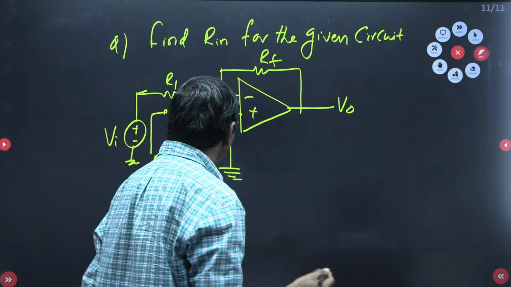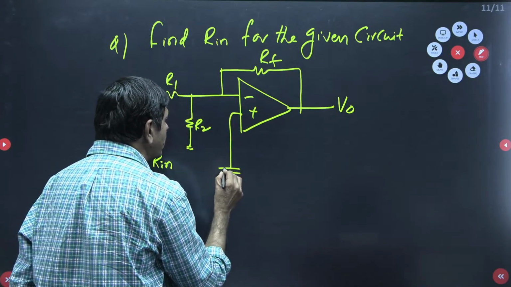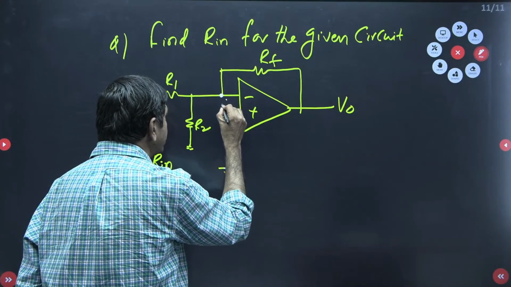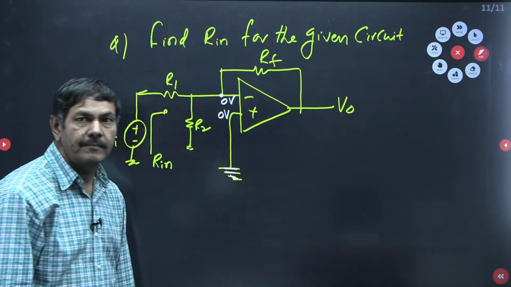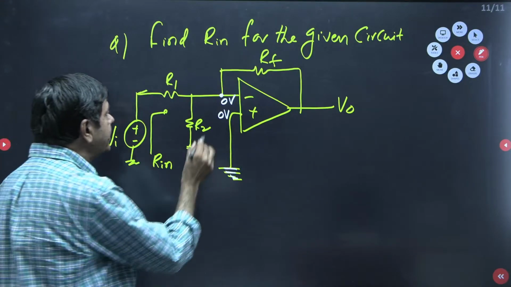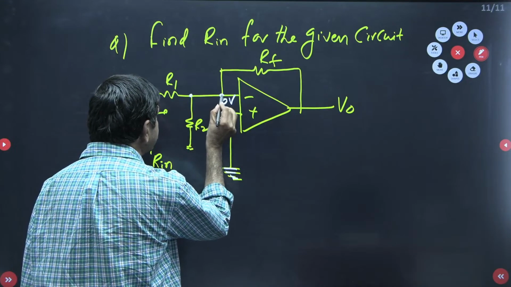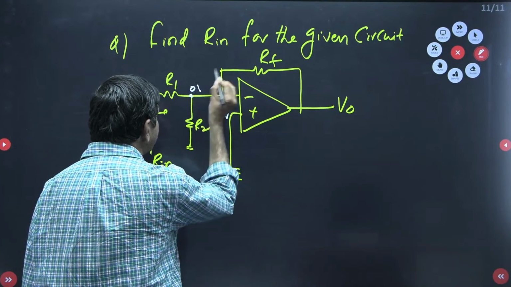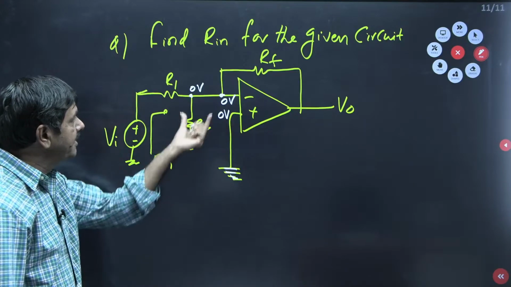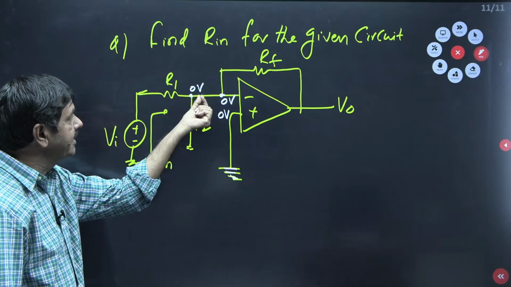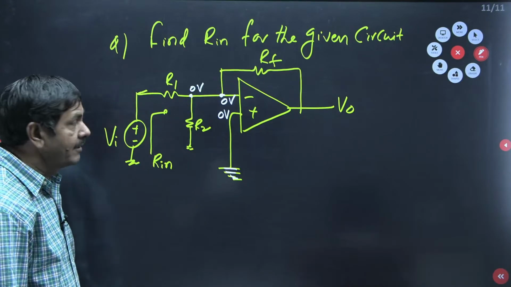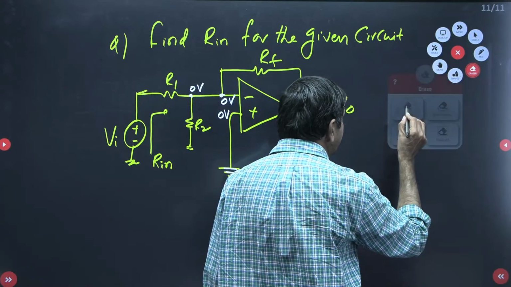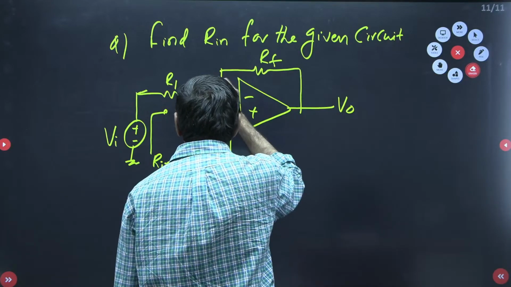But in this problem, we know very well, V plus is nothing but 0 voltage, grounded. V minus must be the same 0 voltage. If it maintains 0 voltage, it doesn't have any resistance in between these two nodes. At that time, the same 0 voltage will be maintained this side also. That means these 2 points we can combine as a single point. Understand now?